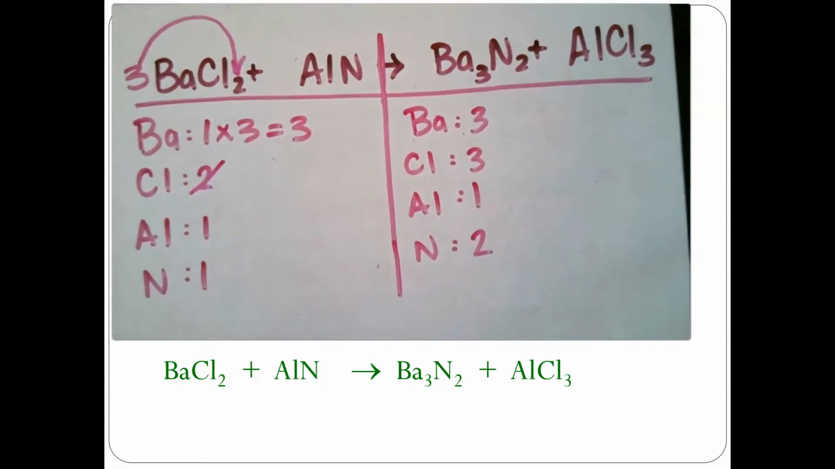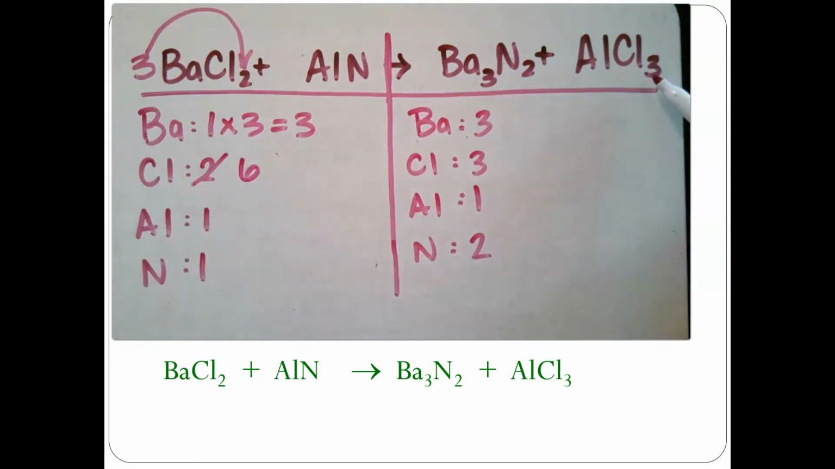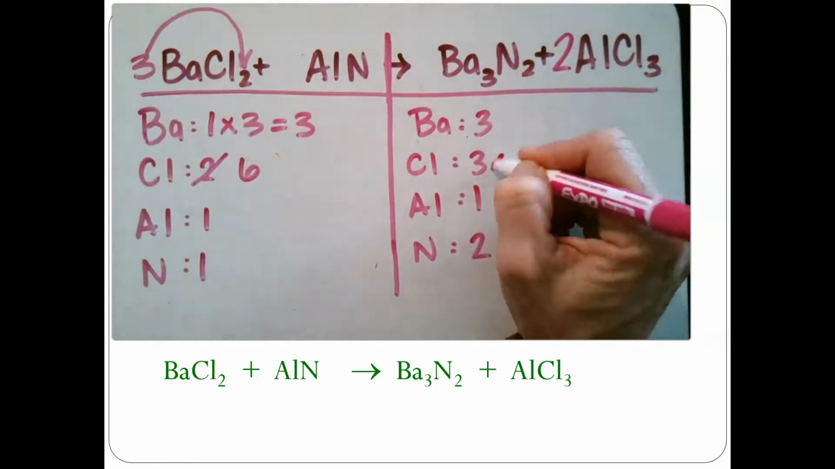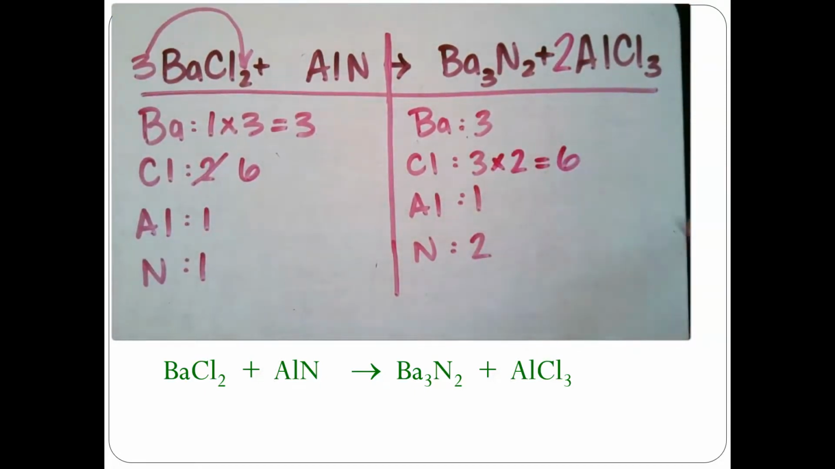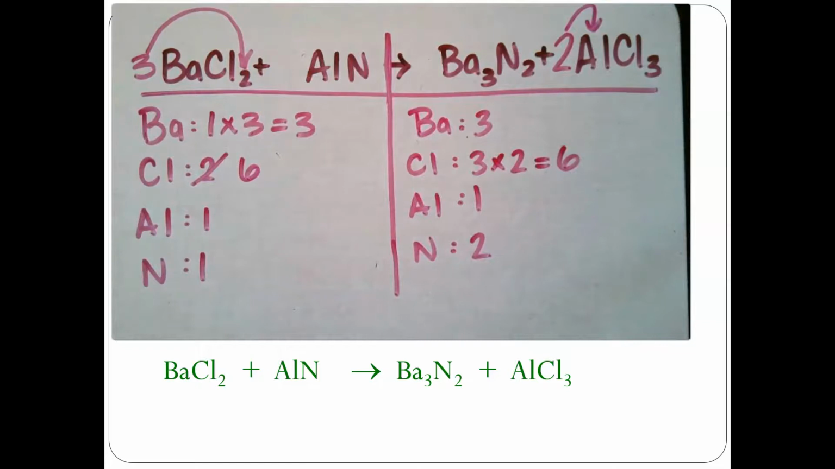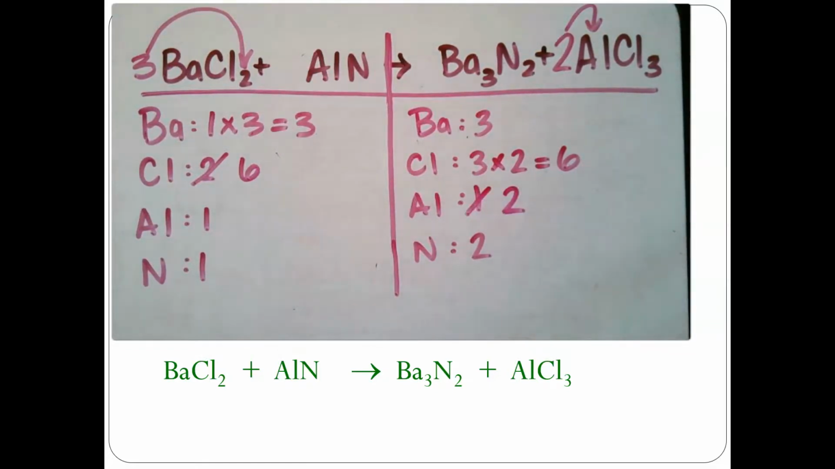It turns chlorine into a 6. So I'm going to go fix chlorine. Chlorine is a 3 over here. So in order to make that a 6, I'm going to go to a lowest common multiple. I'm going to put a 2 here. Times 2 gives me a 6 for chlorine. And that distributes, also has a side effect for aluminum. Aluminum becomes 2.